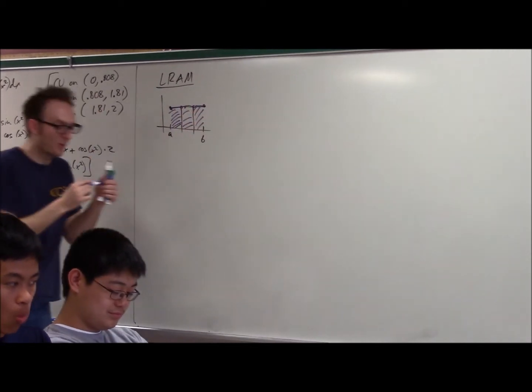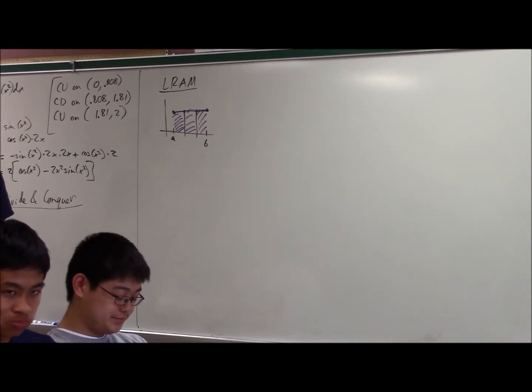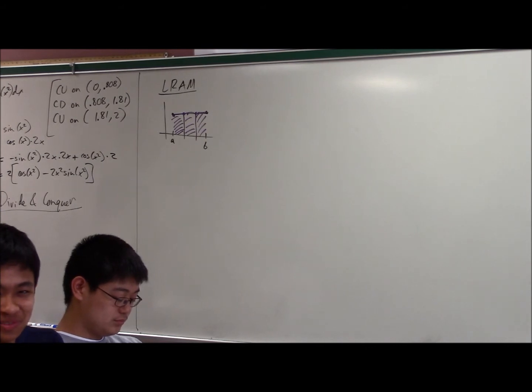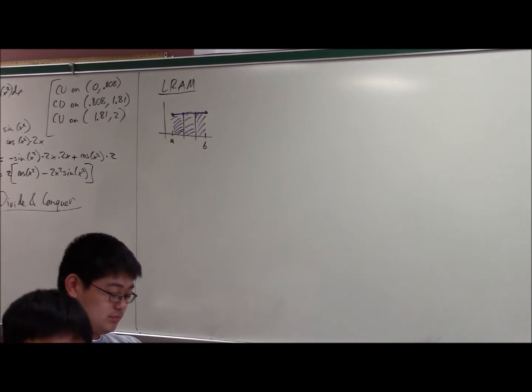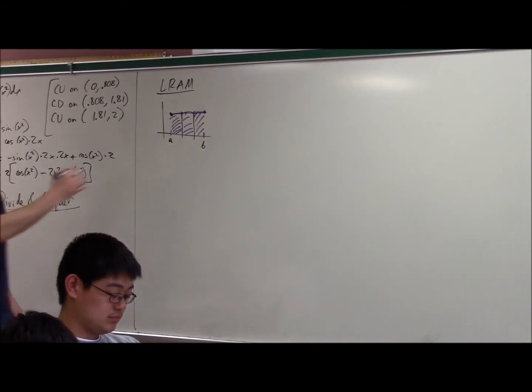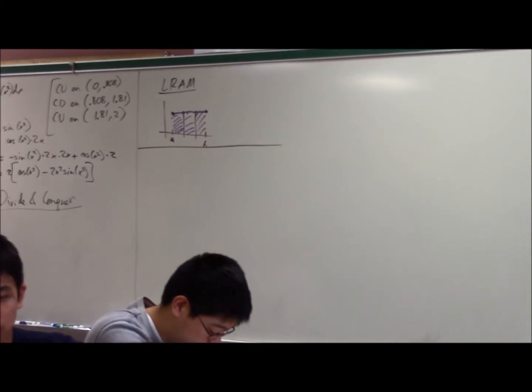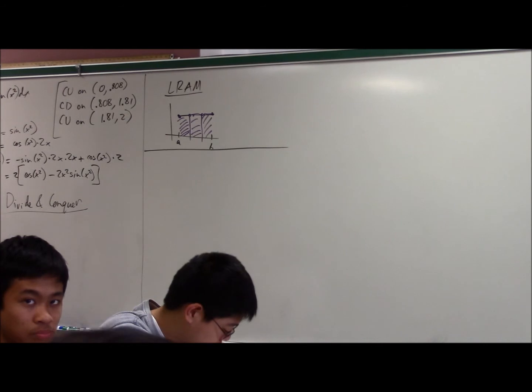All right, what messes it up the most? Vertical line. Okay, that's not a function. So what is going to mess up LRAM the most? Functions with big slopes, basically.